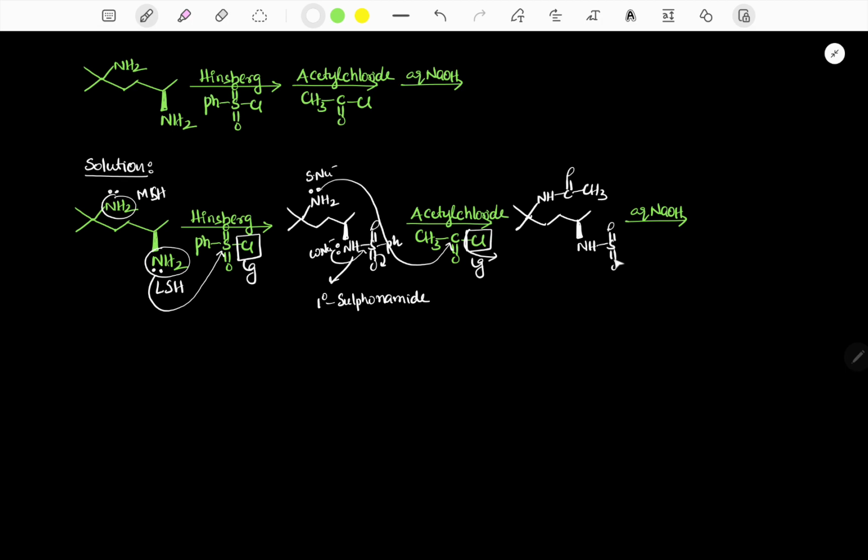Acylation reaction. And to this product, we are adding aqueous NaOH. We know that amide is neutral, but primary sulfonamide is acidic, which is more acidic than water. Therefore, this OH minus removes the acidic proton and the corresponding salt will form.